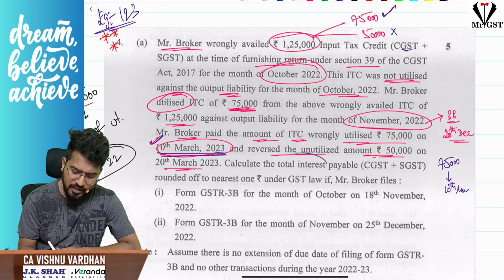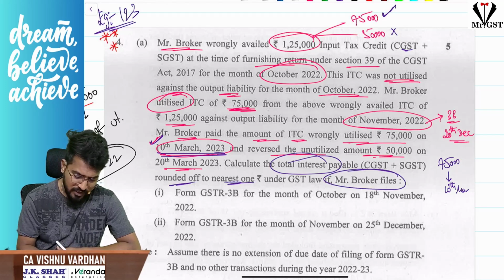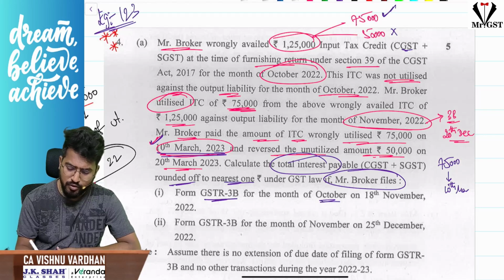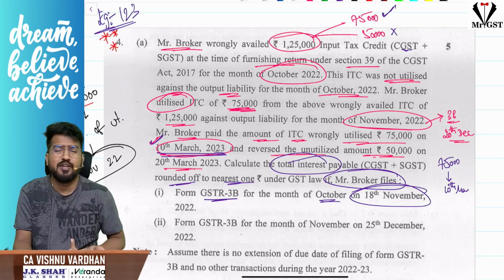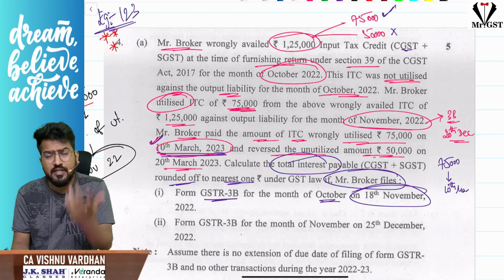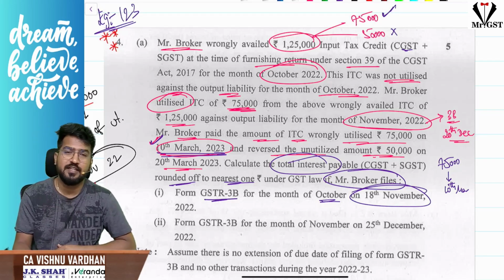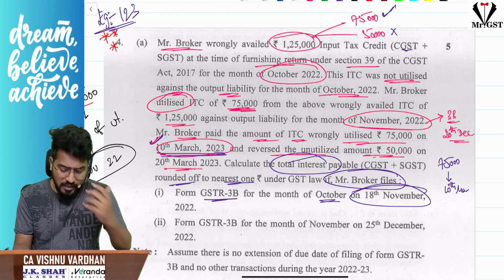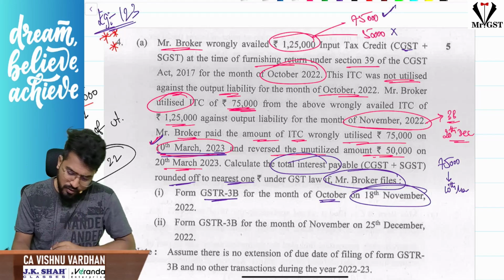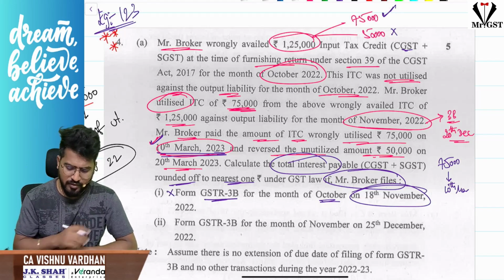They are asking to calculate the total interest payable, rounding off to the nearest rupee, if the broker files 3B of October on 18th November. When he files the 3B of October, is it relevant for us? No, because in October he did not utilize the wrongly availed ITC. Please understand that. For us it is completely irrelevant. So this is not required.